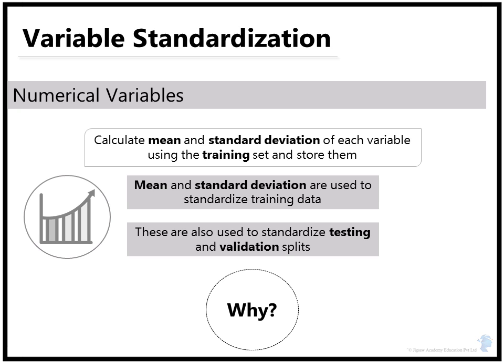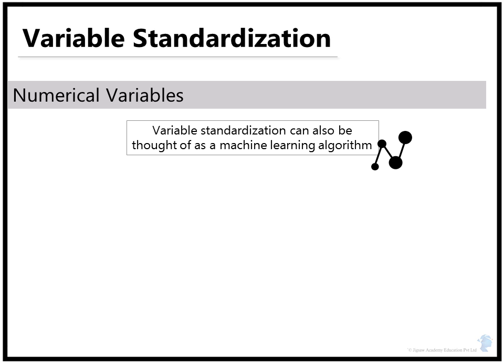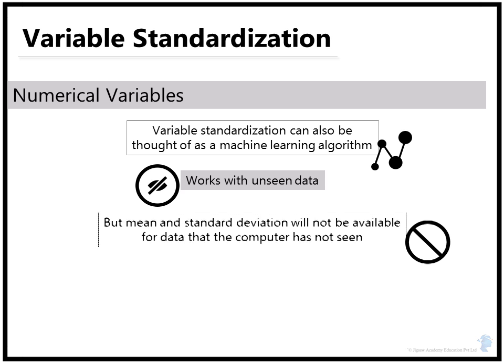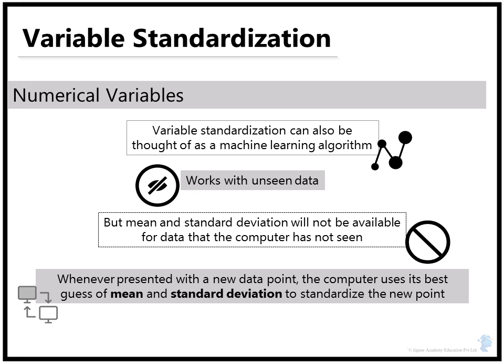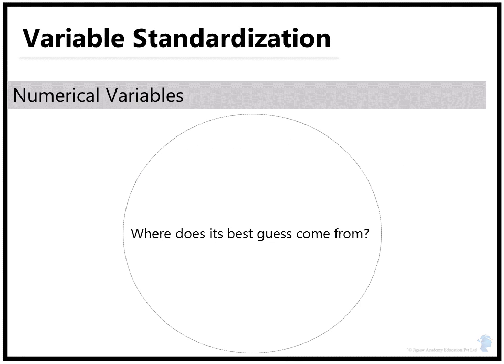Now, if you ask me why, the logic is variable standardization can also be thought of as a machine learning algorithm itself. And like every machine learning algorithm, it has to work with unseen data. But mean and standard deviation will not be available for data that the computer has not seen yet. Hence, whenever presented with a new data point, the computer will use its best guess of mean and standard deviation to standardize the new point. And where does this best guess come from? The data in the training split.